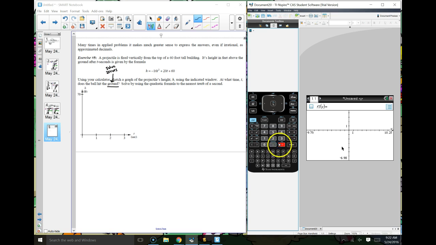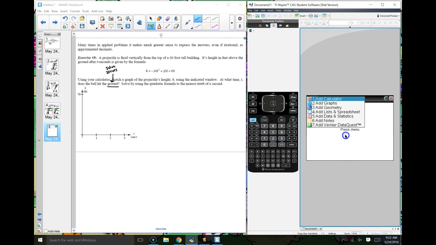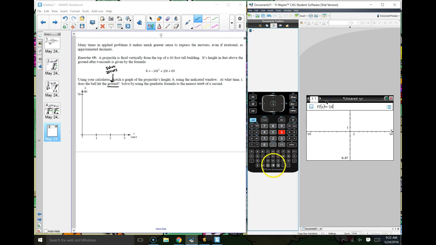Negative 16. What is happening with my calculator? I clicked something and now it's not working. Let's try to open a new one. There we go. Alright, negative 16 x squared plus 20x plus 60.